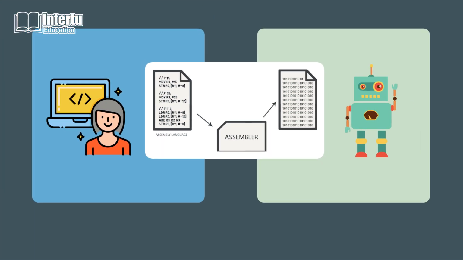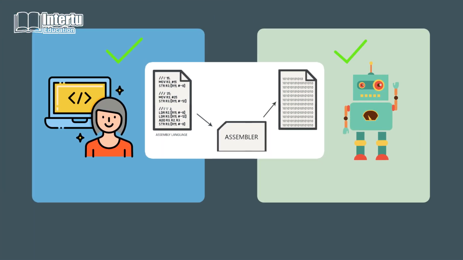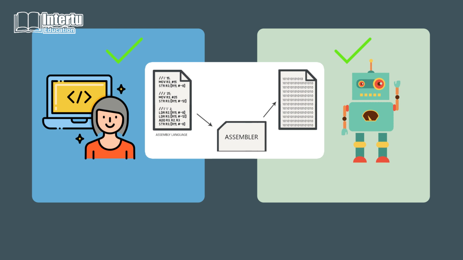Next to it, we also have the assembly code. This is a low-level programming language that is easier to read and write than machine code. It uses human-readable mnemonics to represent the instructions that are executed by a computer processor.